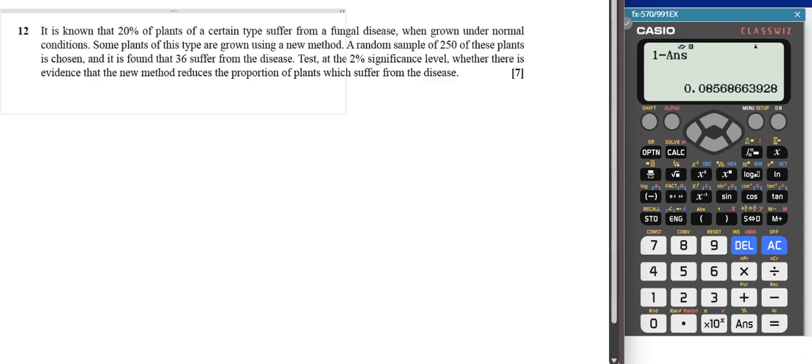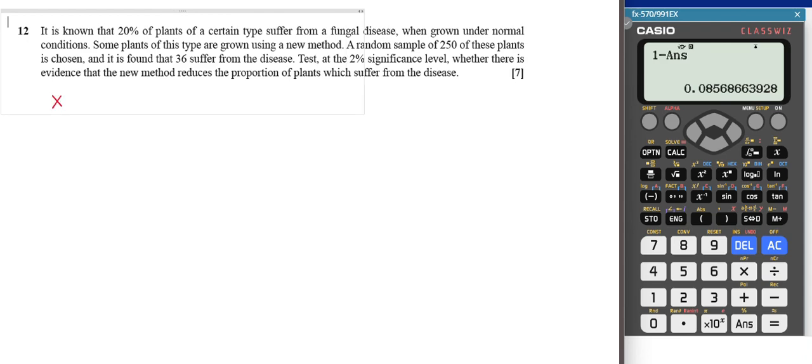Question 11. Hypothesis test. Like a hypothesis test, 7 marks that you should be getting each time. It is known that 20% of plants of a certain type suffer from a fungal disease when grown under normal conditions. Some plants are grown using a new method. A random sample of 250 of these plants is chosen, and it is found that 36 suffer from the disease. Test at 2% significance level whether there is evidence the new method reduces the proportion of plants which suffer from the disease. So, we've only got one hypothesis test to do on an AS paper, so that is a binomial.